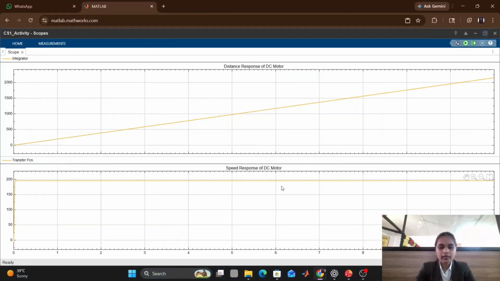From our topic, we can conclude that the DC motor achieves stable speed and uniform motion due to the feedback and the load balance. Thank you.